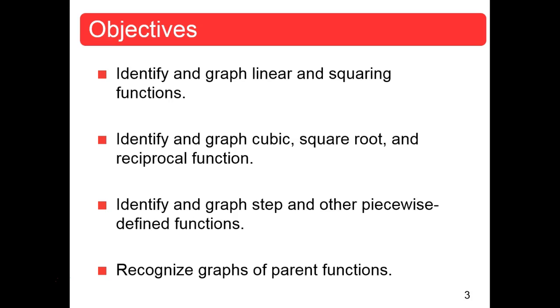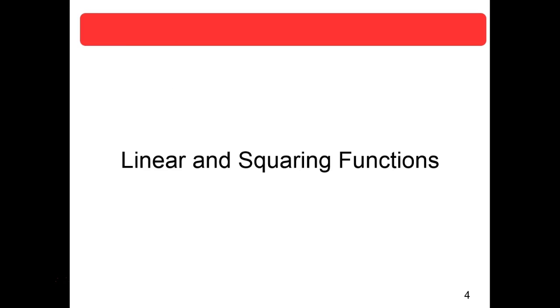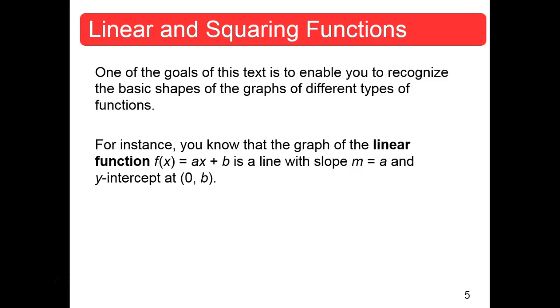Well, here are our objectives. We're going to identify and graph linear and squaring functions. 2 types of functions now. Then we'll identify and graph 3 other types: cubic, square root, and reciprocal functions. Then we'll identify and graph stepwise and other piecewise defined functions, and we'll recognize the graphs of these parent functions. Somewhere along the way, they'll tell you what they mean by that. So let's start with linear and squaring functions.